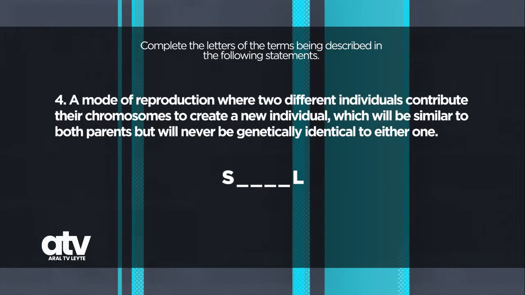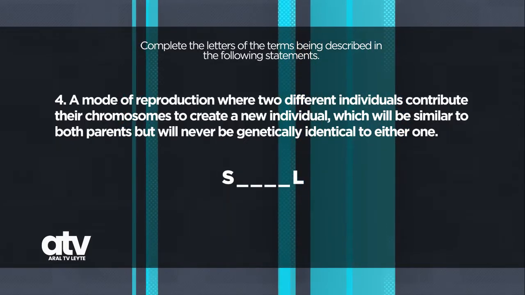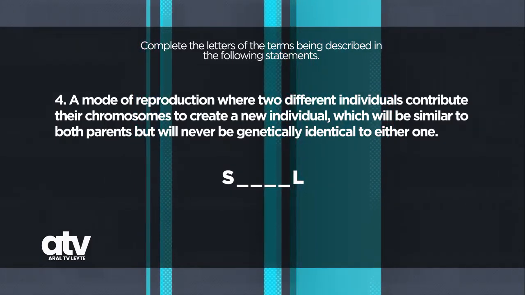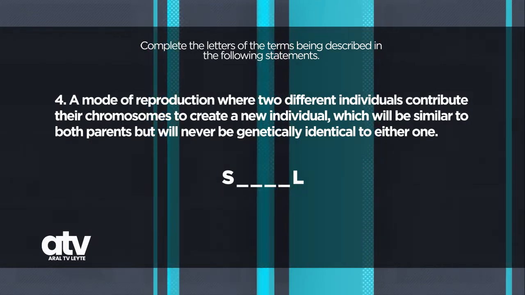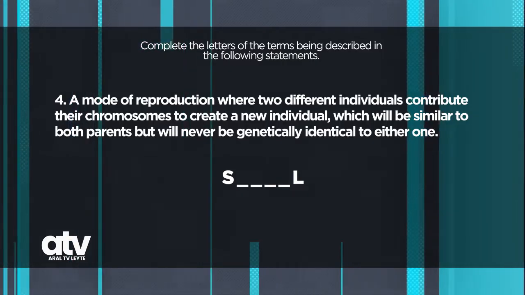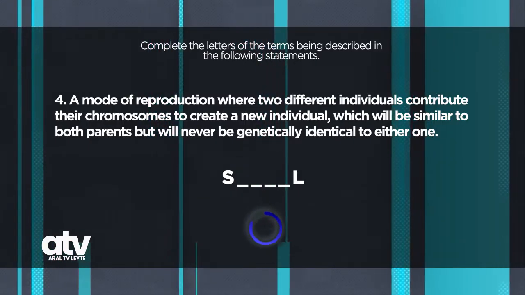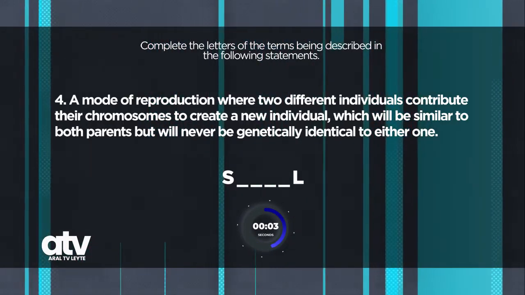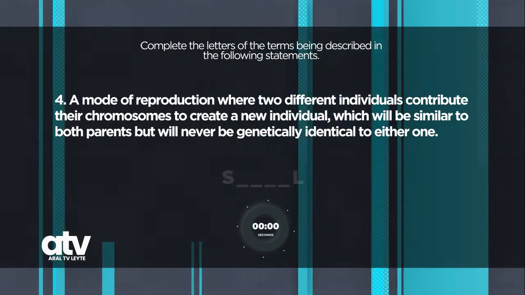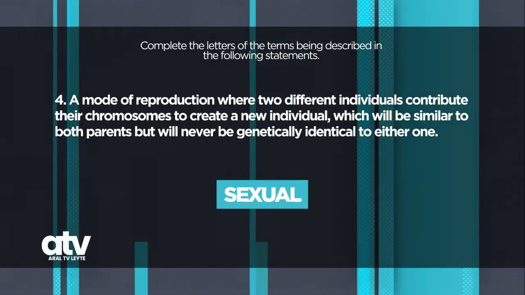Number 4. A mode of reproduction where 2 different individuals contribute their chromosomes to create a new individual, which will be similar to both parents but will never be genetically identical to either one. It has 6 letters that starts with letter S and ends with letter L. What is your answer? If you answered sexual, you are correct.